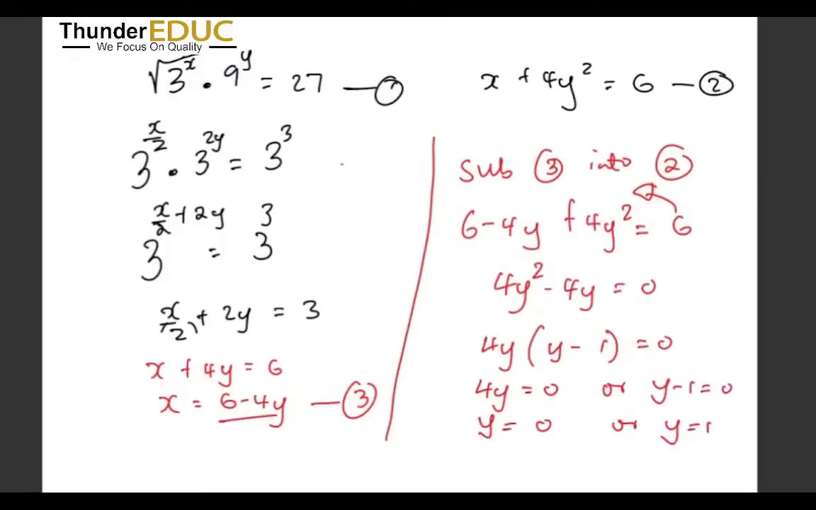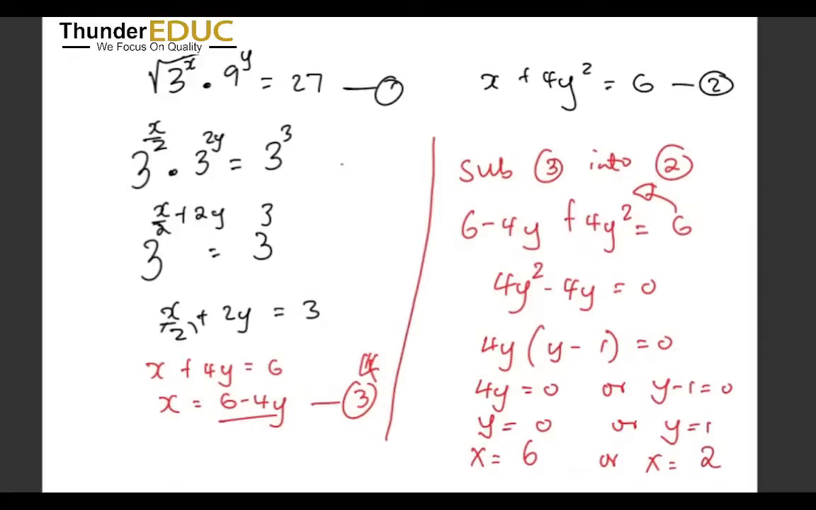If that is true, then we just need to get the values of x by substituting into equation 3. So that is 6 minus 4 times 0, which is a 6. Or the x here is going to be 6 minus 4 times 1, which is a 2.